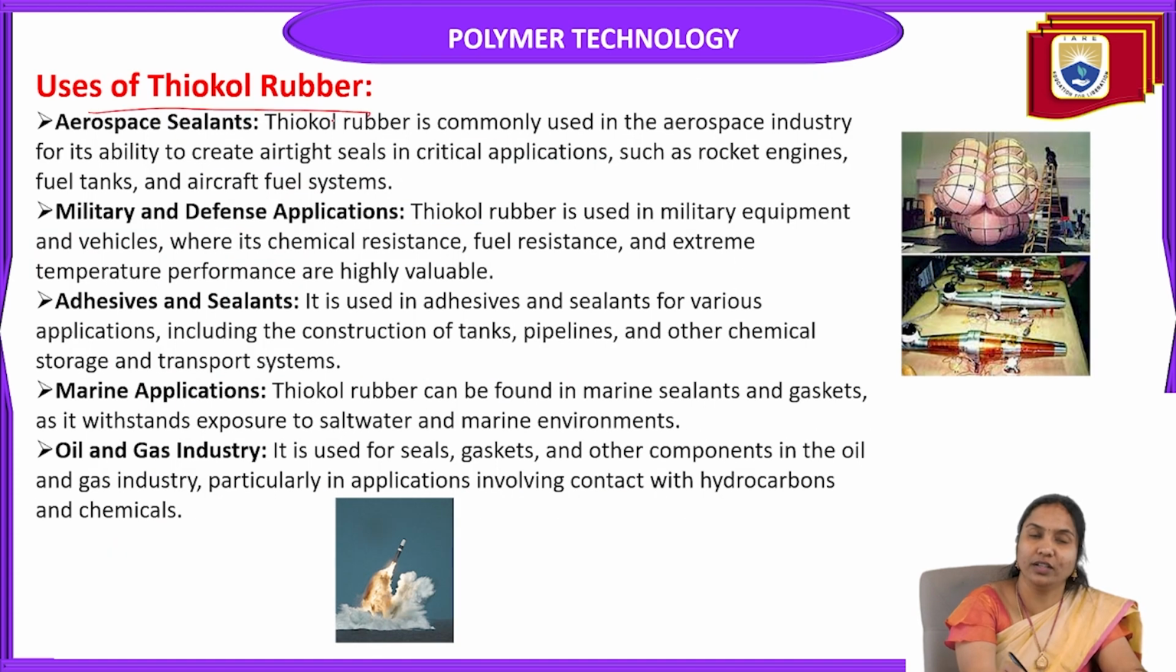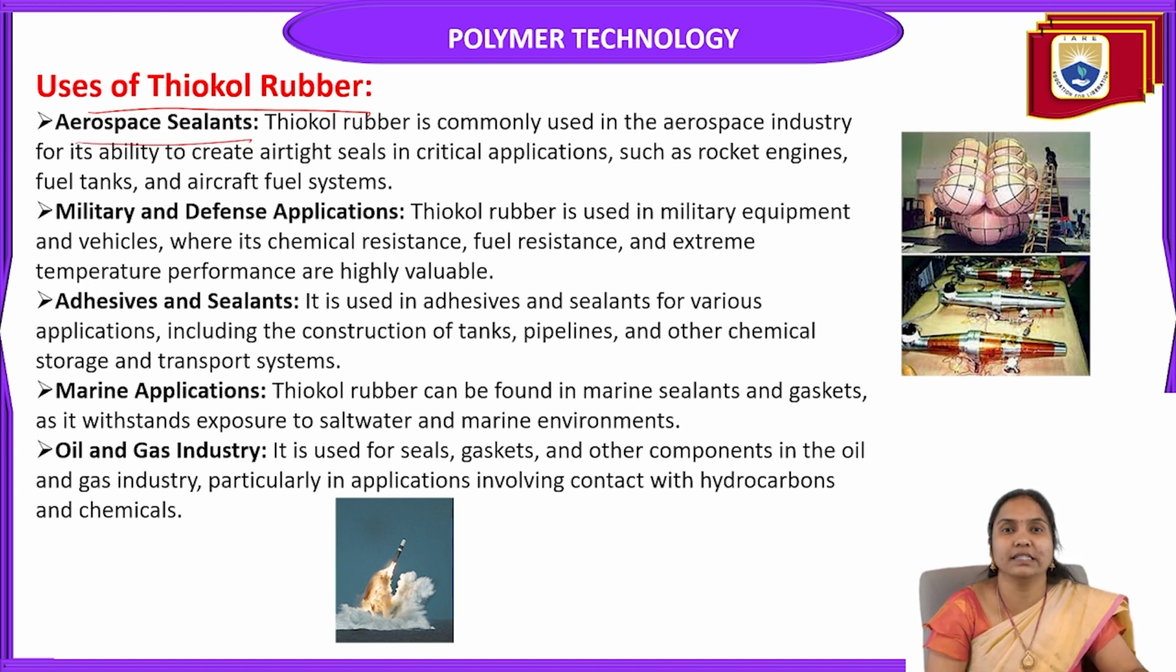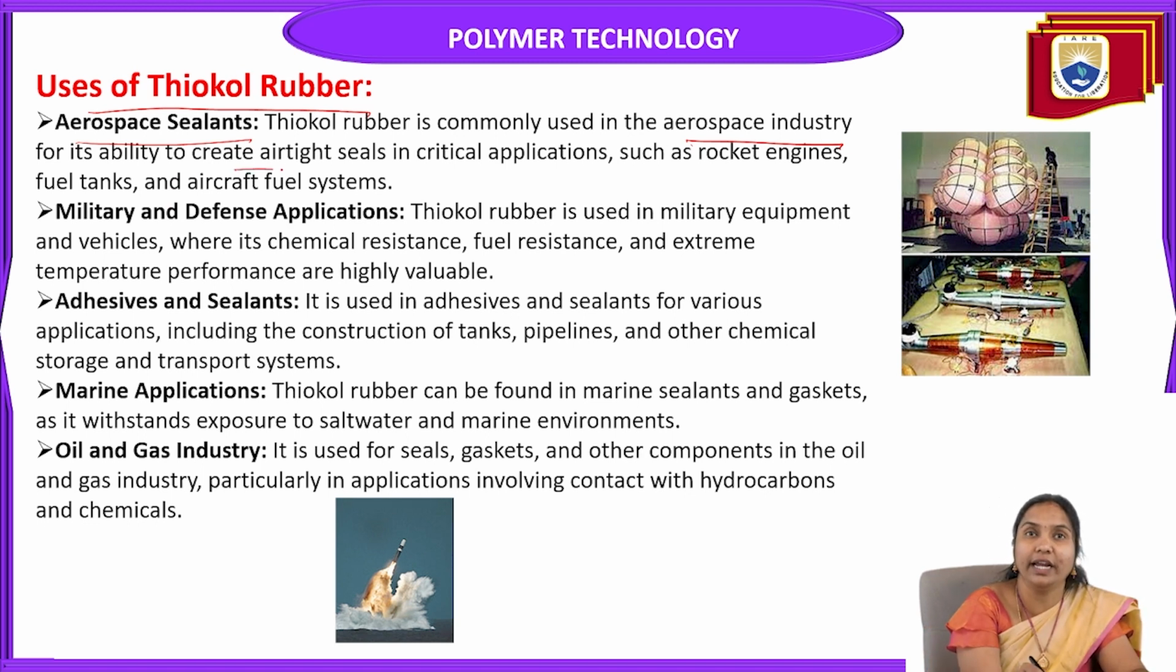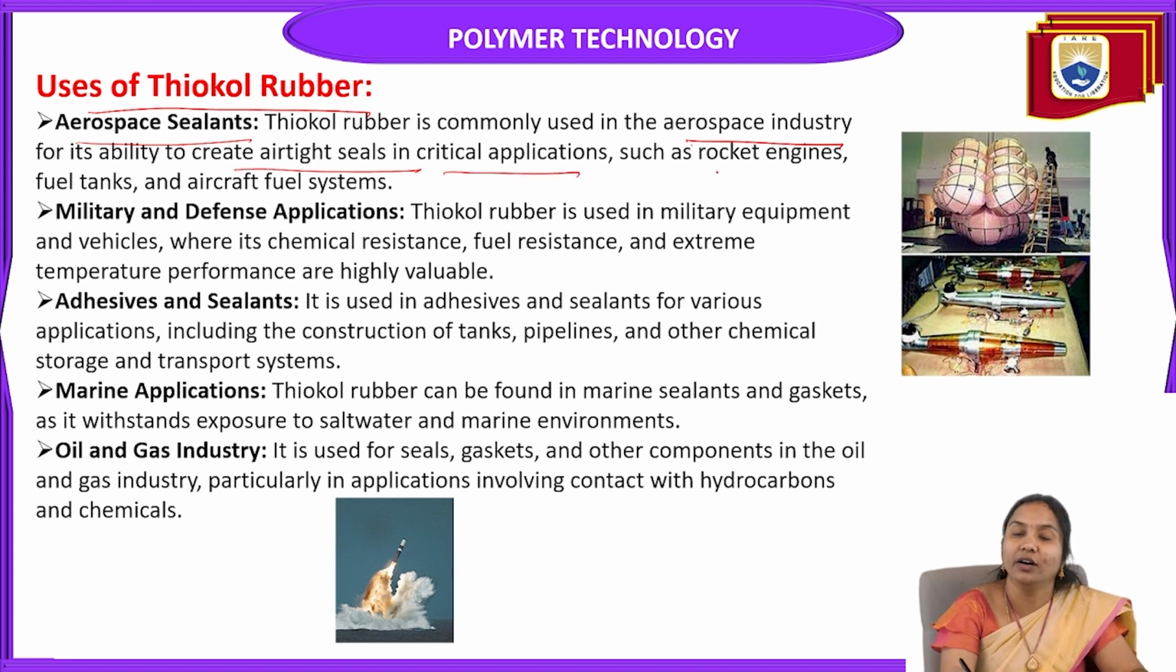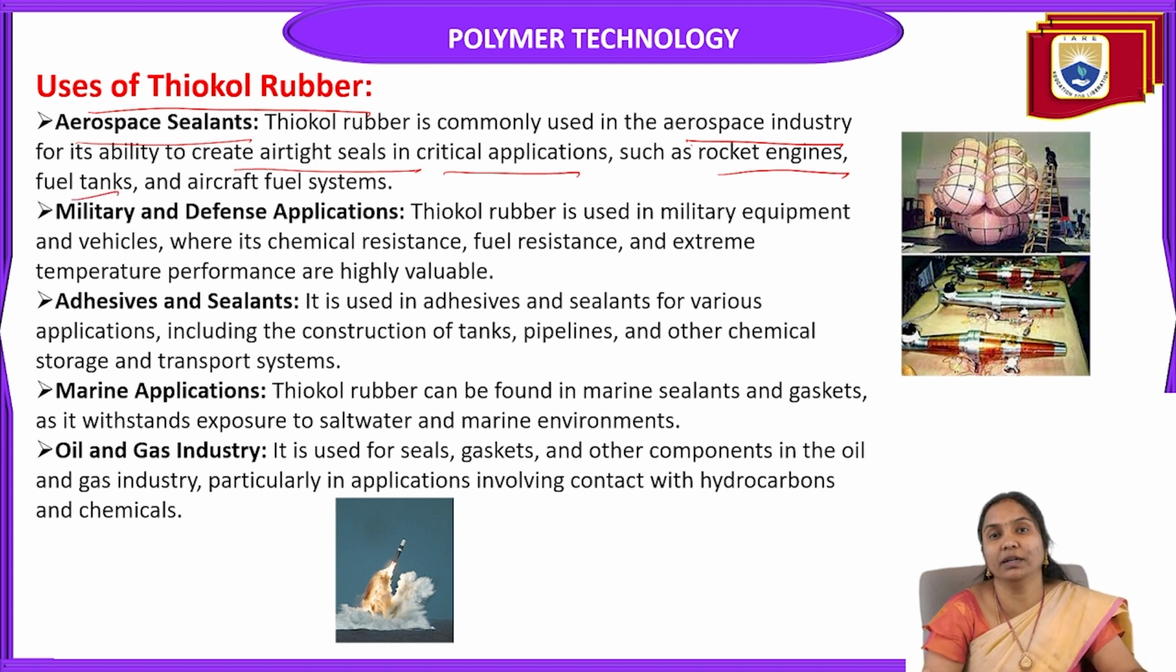So where can we use it? What are the uses of Thiokol rubber? We can use it as aerospace sealants. Thiokol rubber is commonly used in the aerospace industry for its ability to create airtight seals in critical applications such as rocket engines, fuel tanks, and aircraft fuel systems.